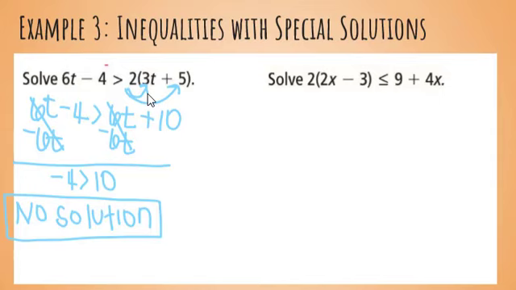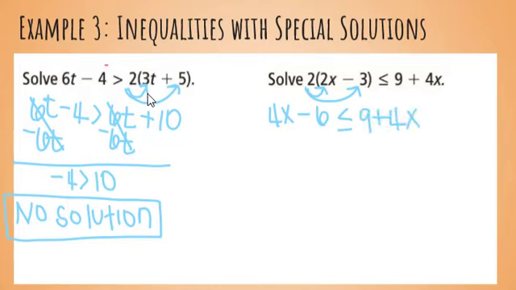Okay, the second problem, we have 2 times the quantity 2x minus 3 is less than or equal to 9 plus 4x. So again, we're going to start by distributing this 2 to what I have inside my parentheses. So 2 times 2x gives me 4x, and 2 times negative 3 gives us negative 6. So then we're going to copy down the rest of the problem.